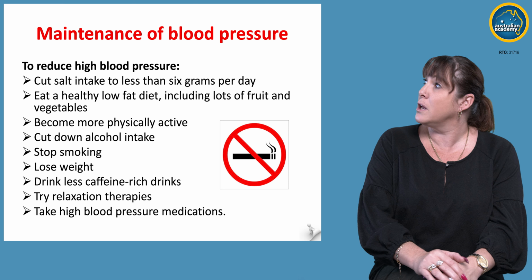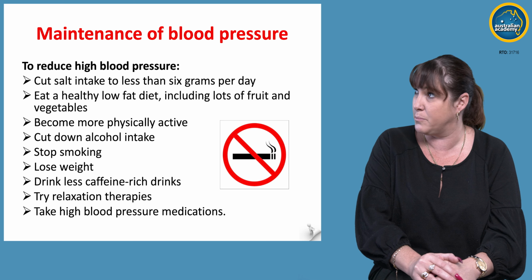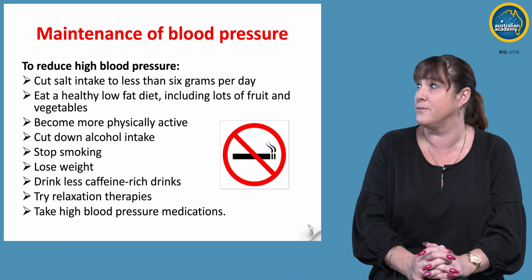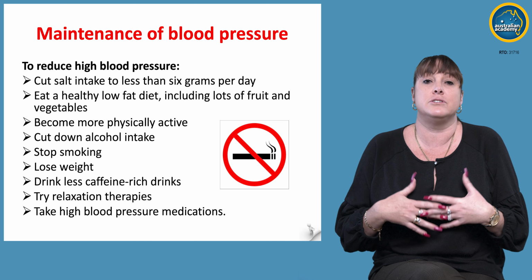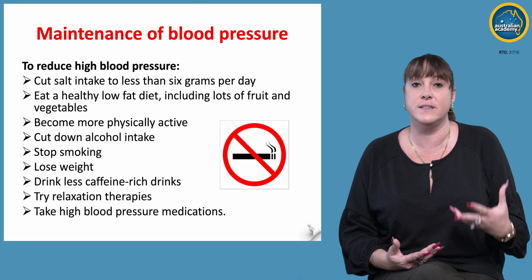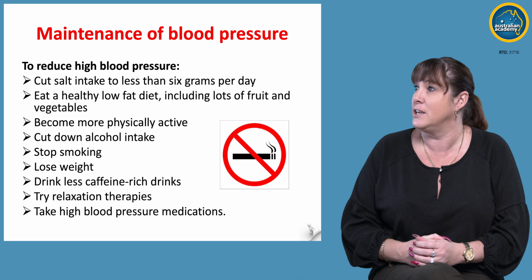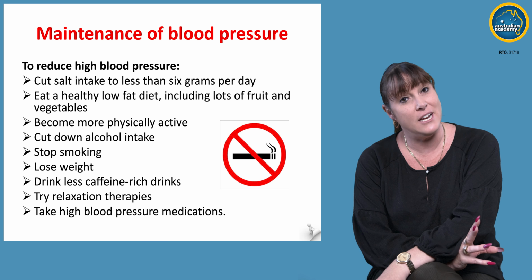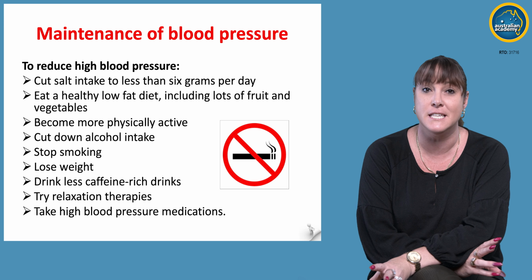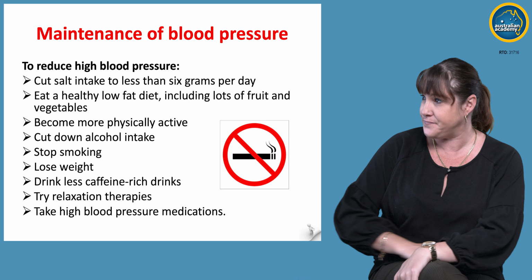Then we're going to talk a little bit about blood pressure. So how we're going to reduce high blood pressure. Obviously we want to cut out a lot of salt because that's not going to be healthy for us. We want to introduce a lot of fruit and veggies into our diet. We want to become physically more active, and obviously we want to cut down on alcohol. We want to stop smoking, we want to cut down on the coffee, and we want to replace those things with more water and electrolytes to be able to keep us more hydrated.